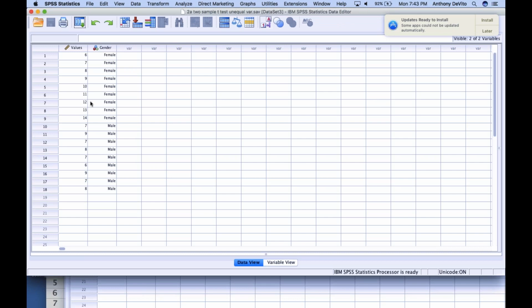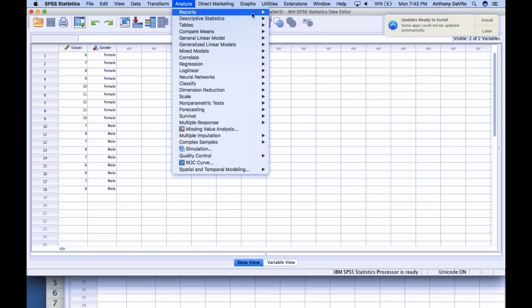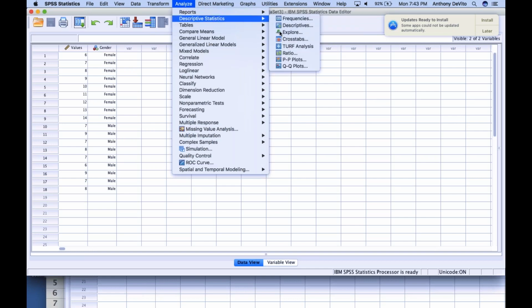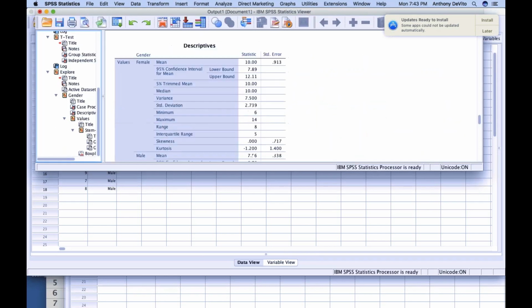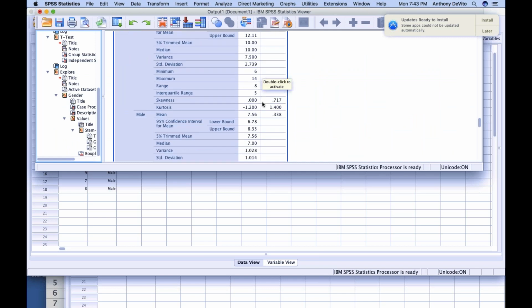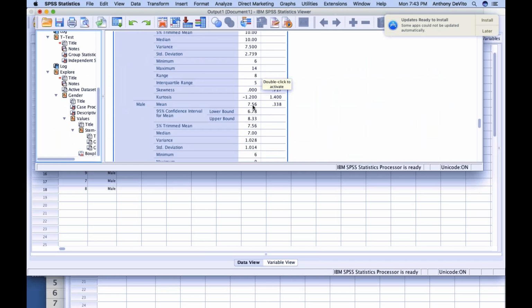Okay, looks similar, right? It's 9 females, 9 males, except that the numbers are a little bit different. I'm going to do descriptive statistics, explore, just so we can see what those numbers look like. Gender winds up in the factor list. I'm going to say okay. For females, the mean is 10. For males, the mean is 7.6, pretty close to what we saw before.